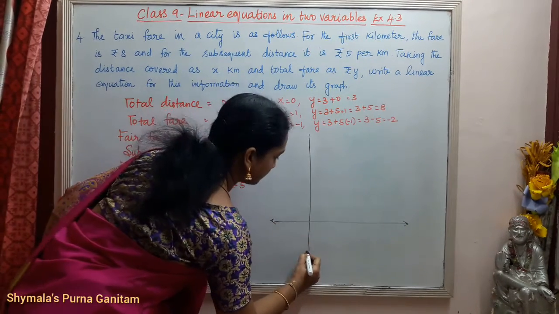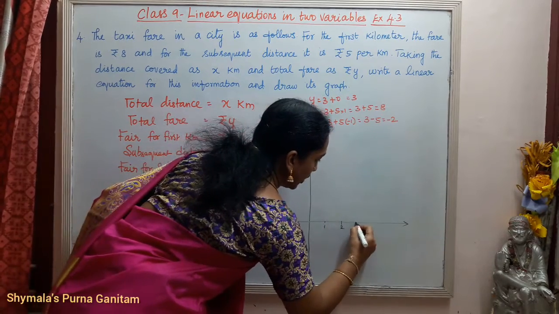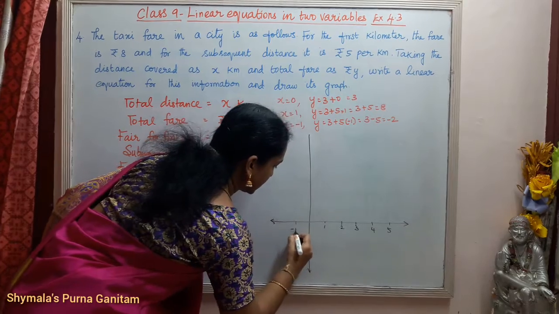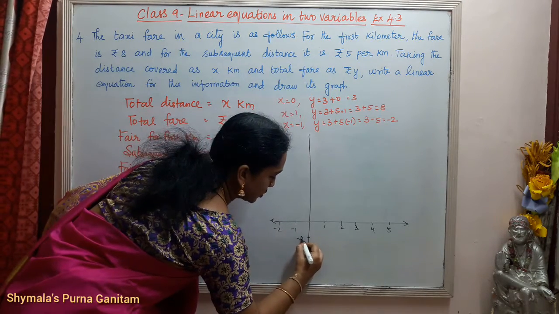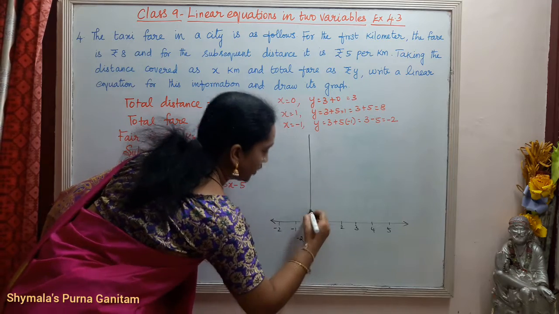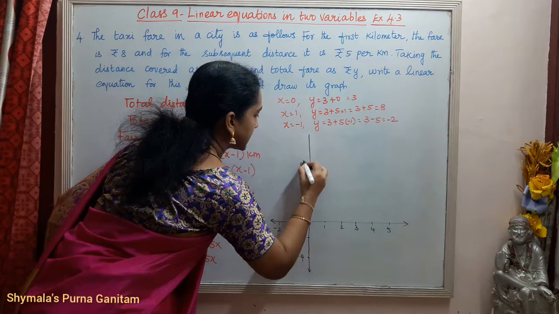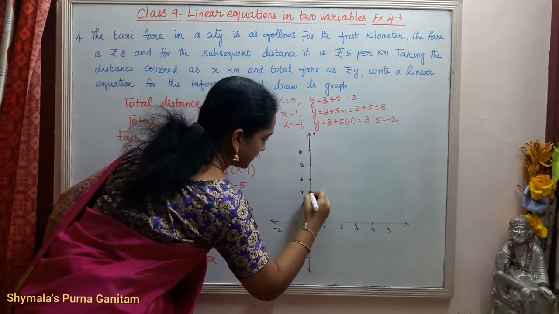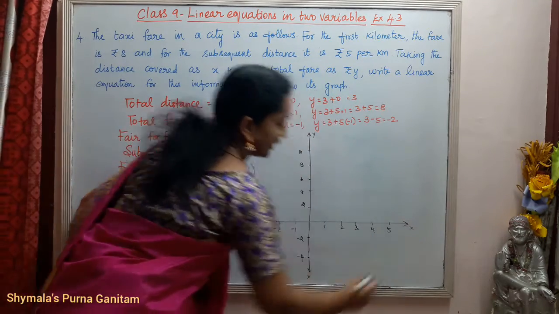On the x-axis, 1 centimeter is equal to 1 unit. On the other side, I am marking the negative axis also. Then on the y-axis, I will take 1 centimeter is equal to 2 units. So 2, 4, 6, 8, 10. So this is the y-axis, this is the x-axis.